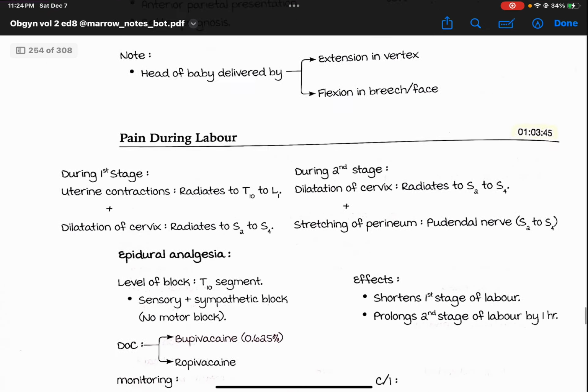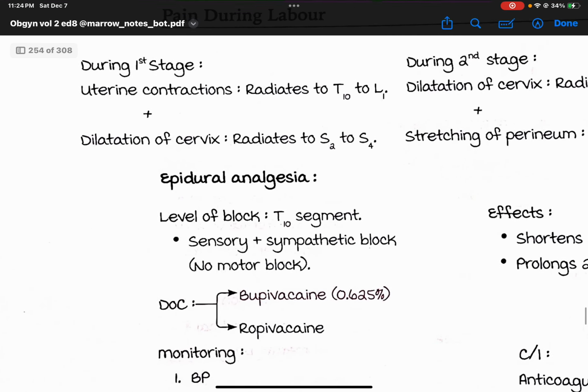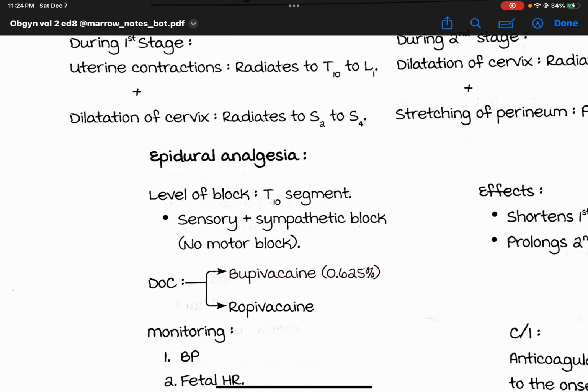Pain during labor, during first stage and during second stage. During first stage, uterine contraction radiates to T10 to L1, plus dilatation of cervix radiates to S2 to S4. Epidural analgesia: level of block T10 segment. Sensory plus sympathetic block, no motor block.